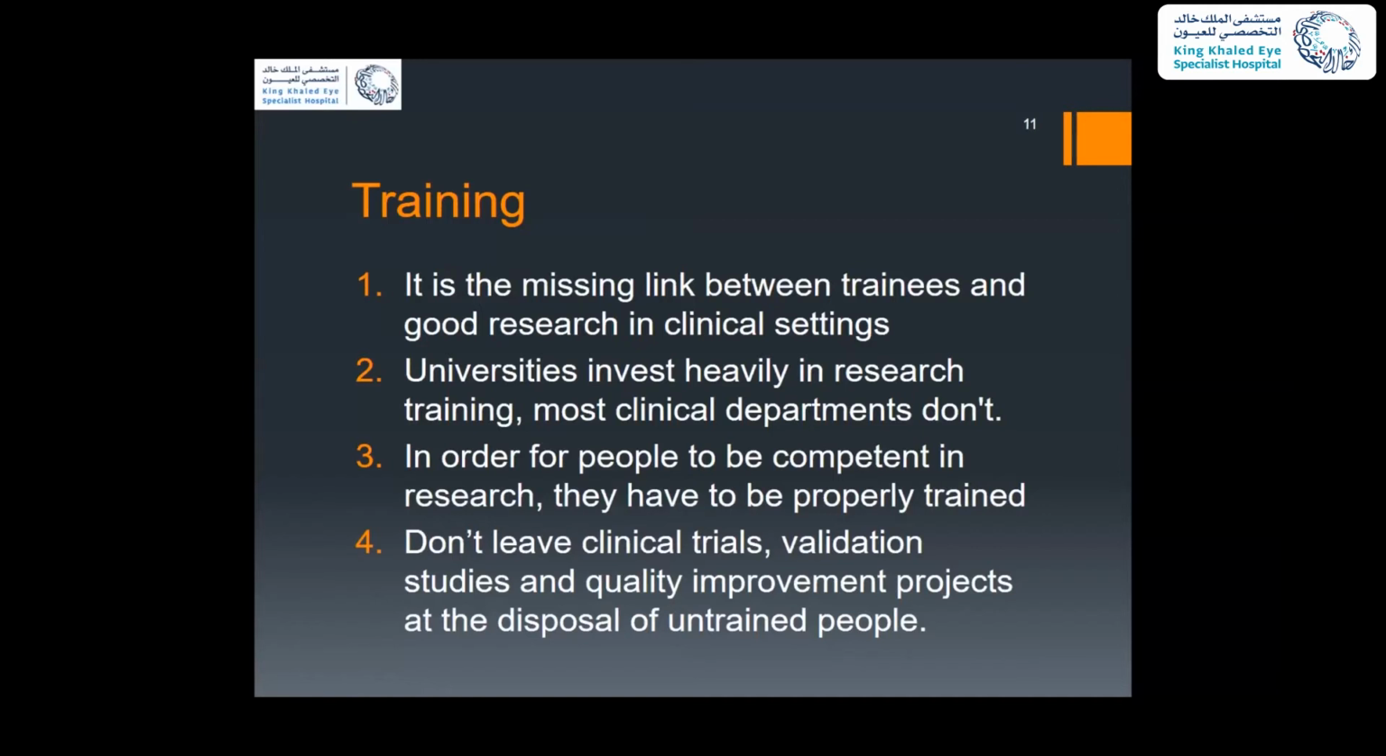So there is a lack of training; they're not well trained. Universities invest a lot of money and time in research training. Unfortunately, in clinical departments, this is not the case. And in order for people to be competent in research, they have to be properly trained. Don't leave clinical trials, validation studies, and quality improvement projects at the disposal of untrained people.